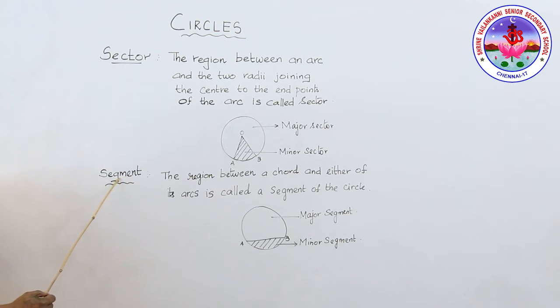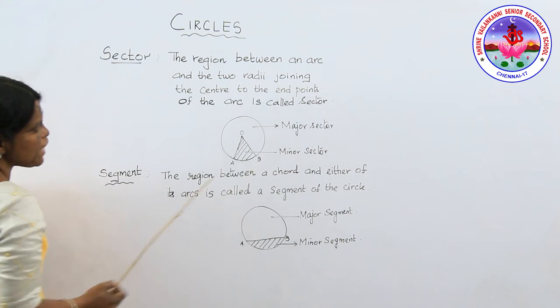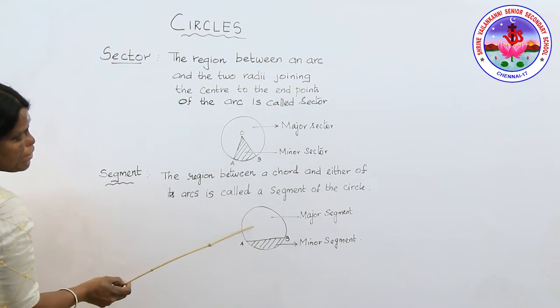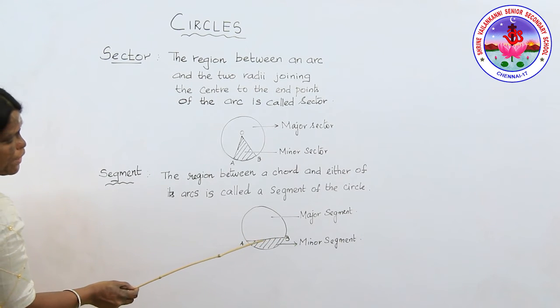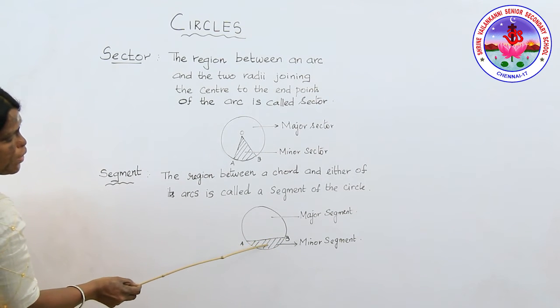Now we see the definition for segment, which is nothing but the region occupied between a chord and either of its arcs, called a segment of the circle. Let us show it in the figure. I have drawn a circle and AB is the chord. The region which is enclosed between a curve and a chord is called a segment.